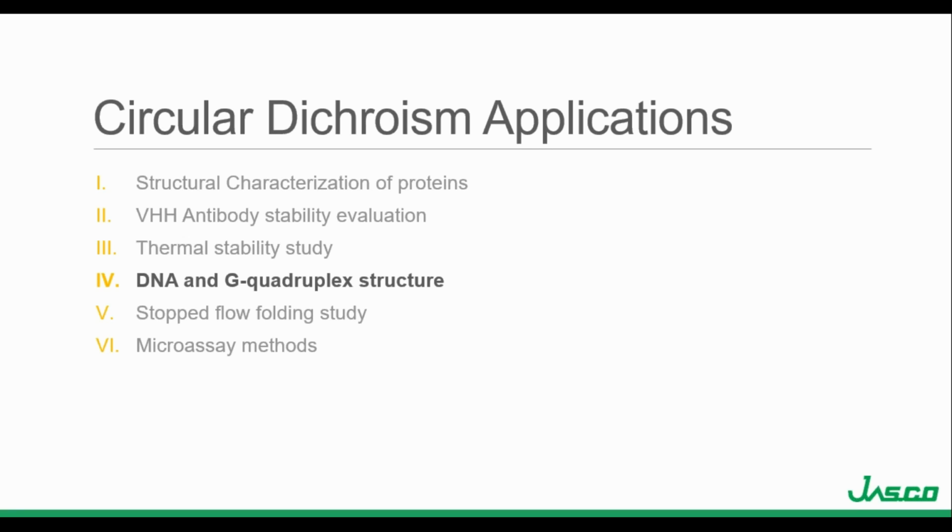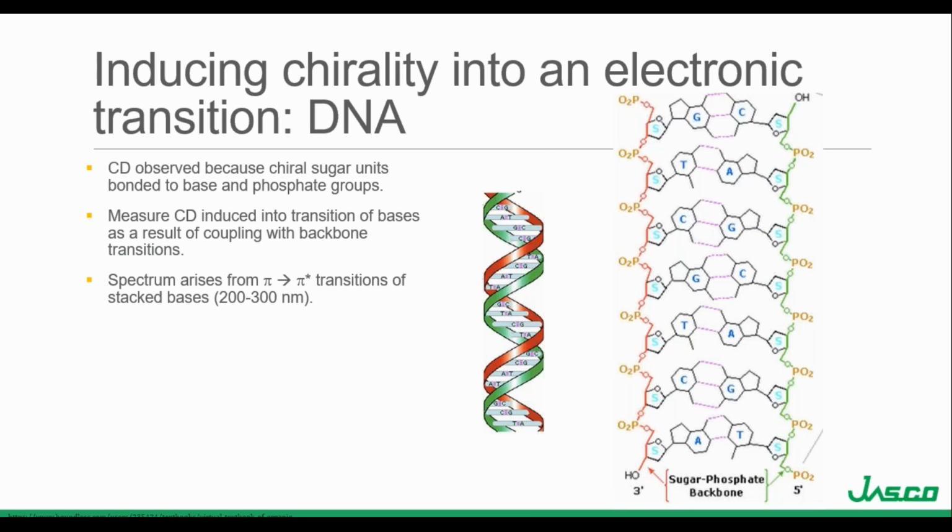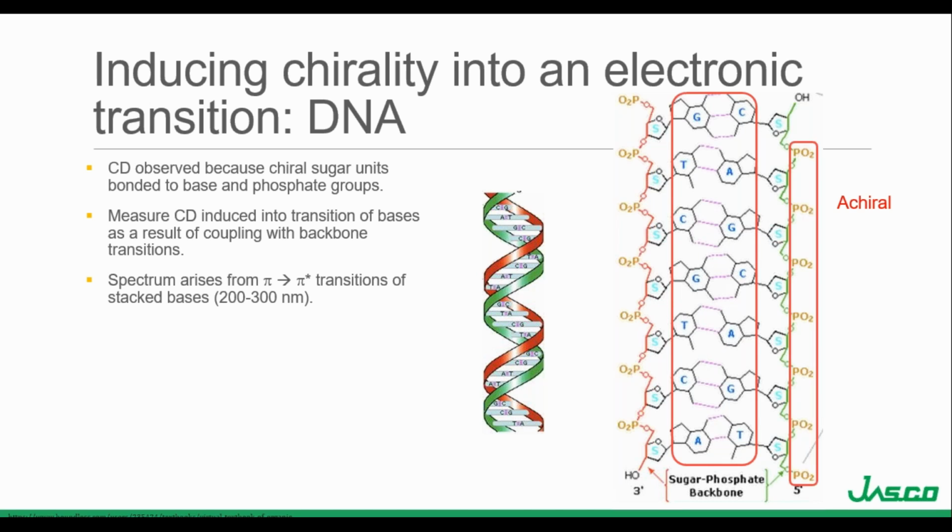So, DNA and G quadruplex structure. DNA is another common application for CD and one of my favorites for the following reasons. DNA is made up of 4 base units that are achiral. The bases are covalently bound to achiral phosphate groups, so they're achiral, no fun. But they're also covalently bound to chiral sugar groups. So we can measure the CD signal from the chiral sugars that's induced into the electronic transition from the base units, and acquire a CD spectrum of DNA between 200 and 300 nanometers, which is the pi-to-pi star transition of those bases.